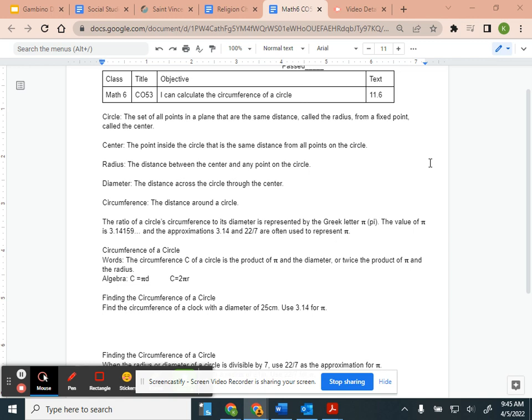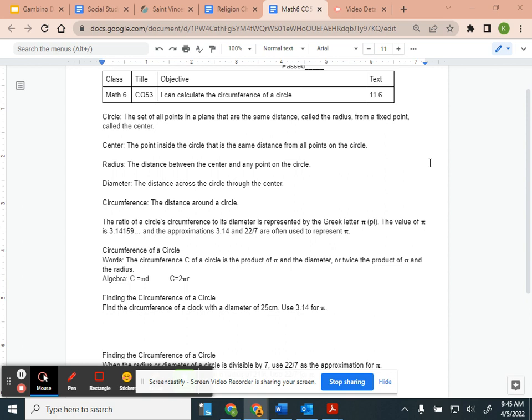Morning. We are continuing with Unit 9. We are learning about finding the perimeter, the area, and today we are doing CO53. I can calculate the circumference of a circle.